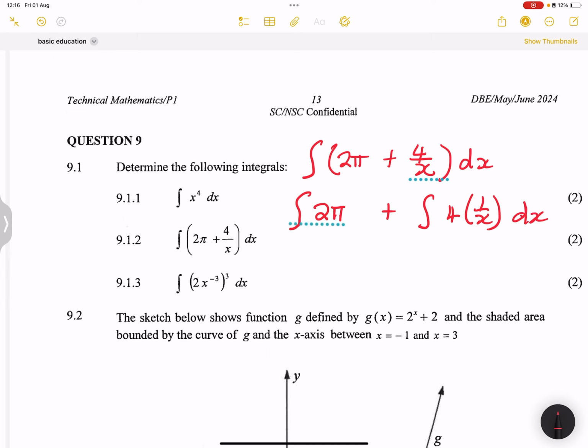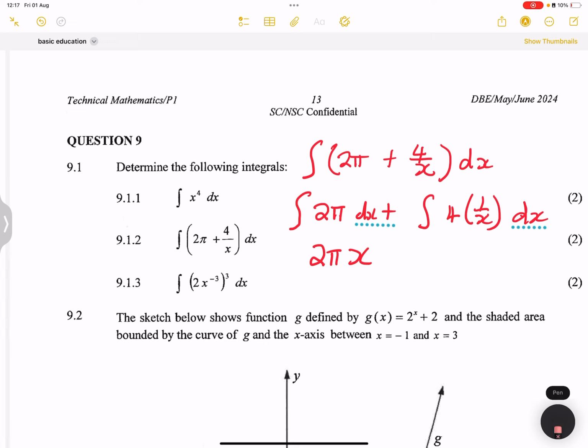So meaning anything that's not x, we are simply going to take as a constant. Now 2 pi is a constant, which means the integral of this would simply be 2 pi x. Remember, it means we've got x to the power of 1 divided by 1. So that simply becomes 2 pi x plus.